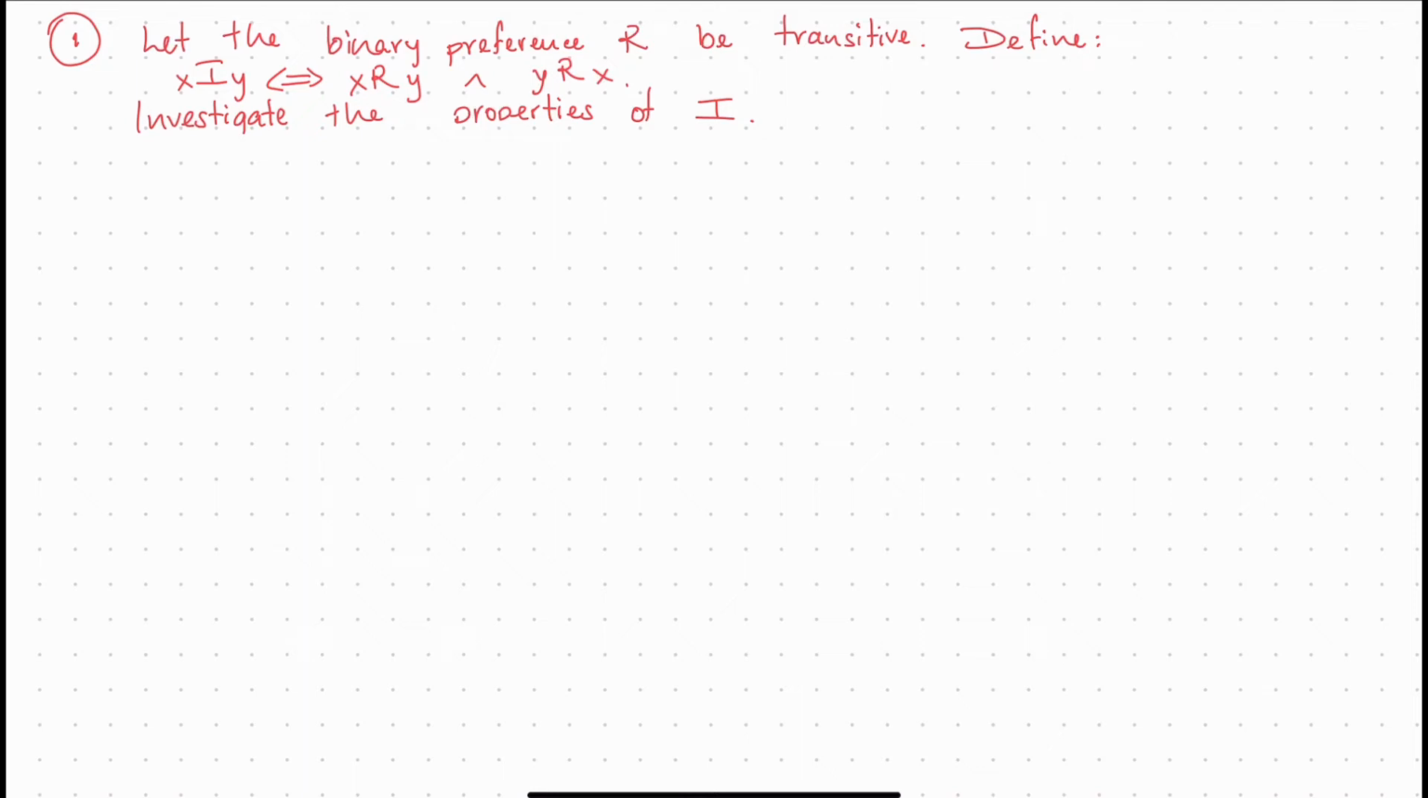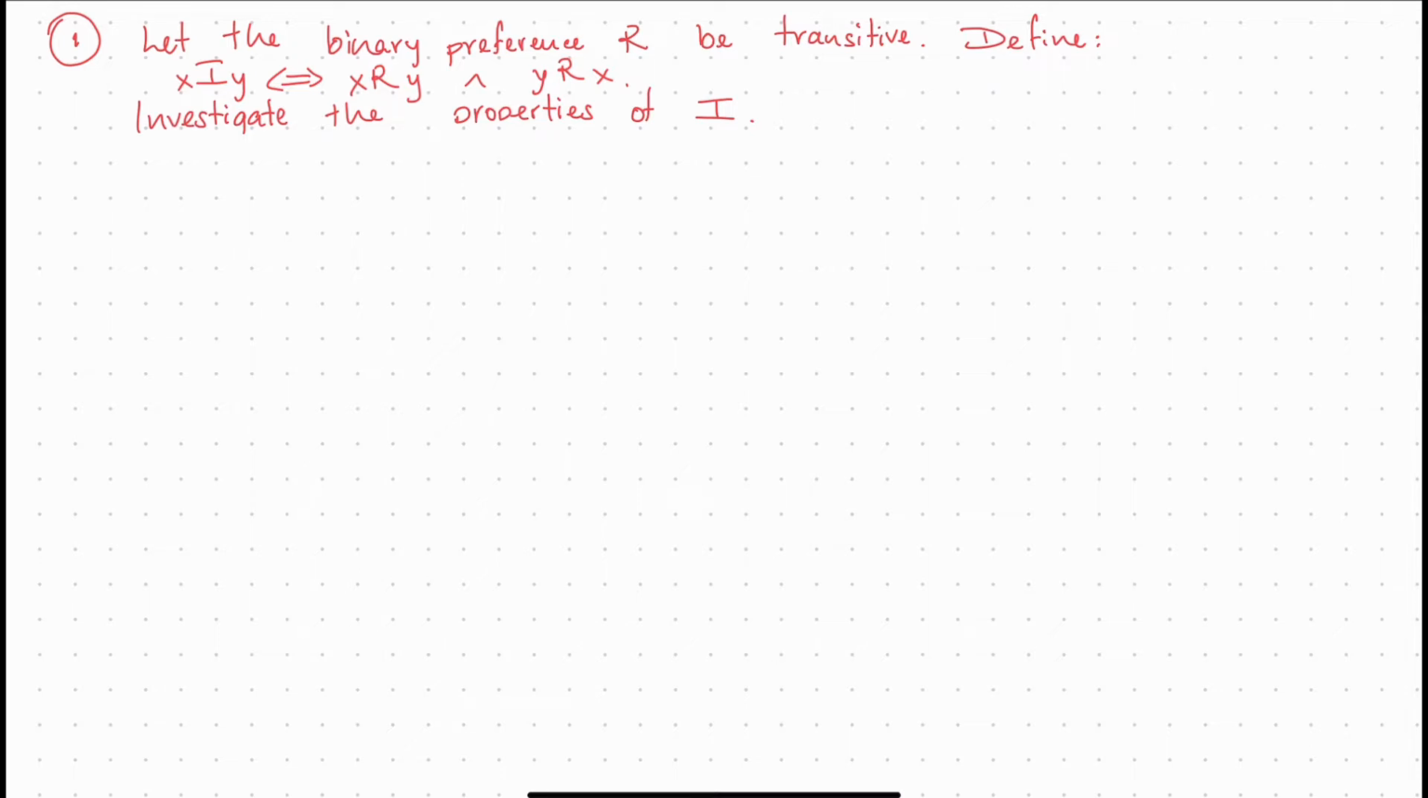Okay, so here's the final exam for consumer and producer theory, which is advanced microeconomics for a graduate level course. I think it's 4 questions, so let's try and solve this final exam. The first question tells me: let the binary preference R be transitive. Remember, R is usually denoted as the weak preference, which is complete and transitive. In this case, we only have transitivity as a property of R.